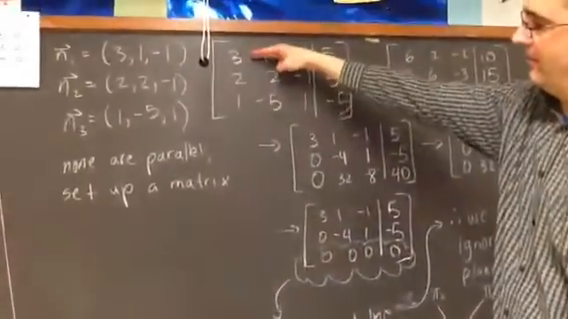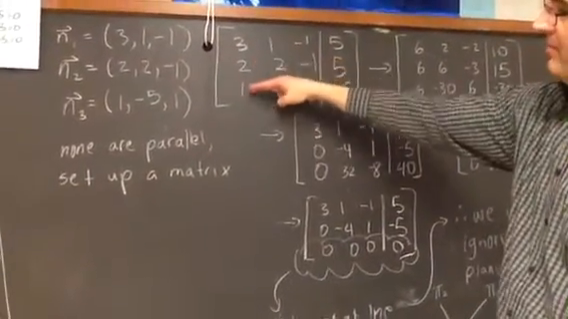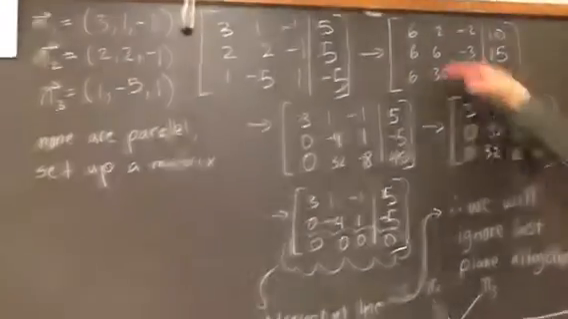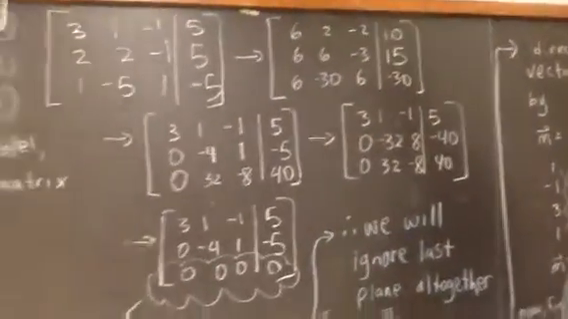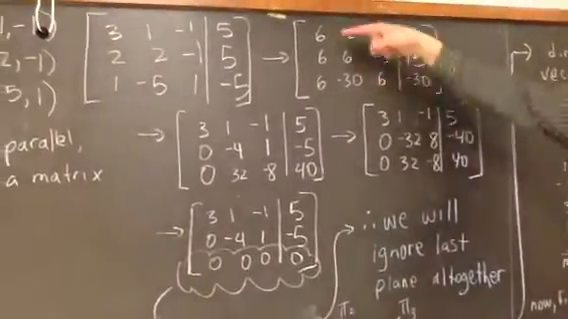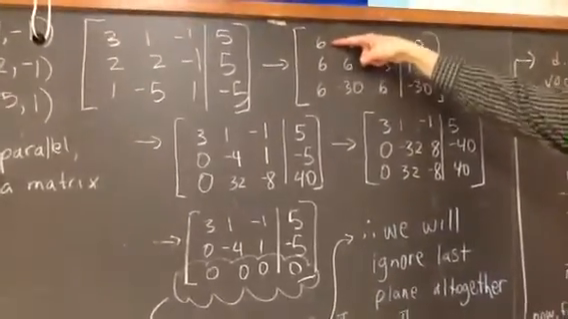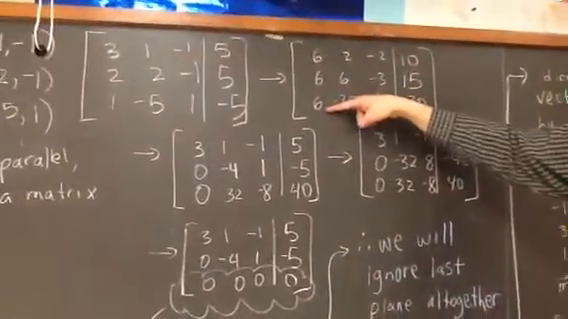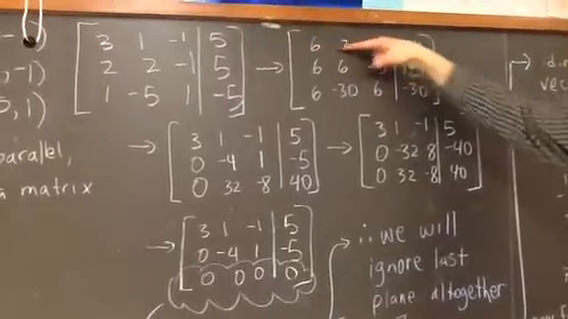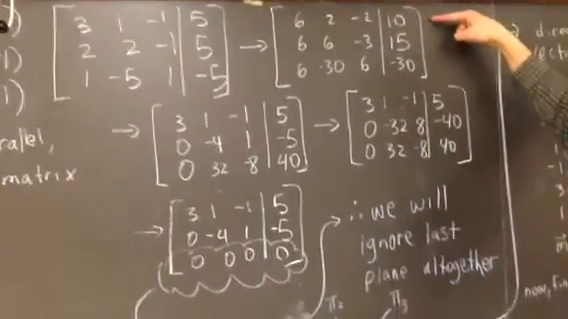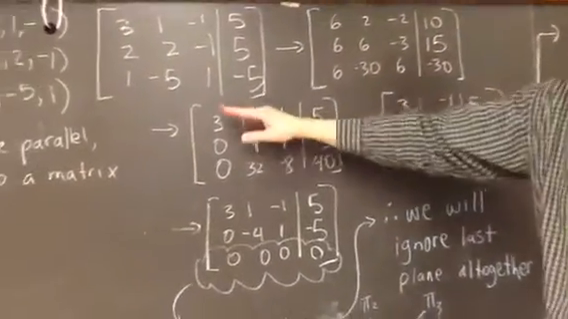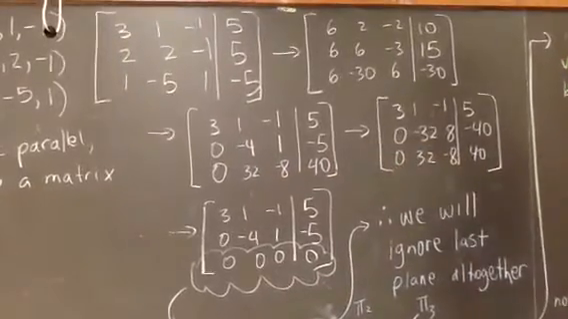We're going to multiply row 1 by 2, row 2 by 3, and row 3 by 6. In doing that, we set up an opportunity to eliminate. We subtract row 1 minus row 2 and row 1 minus row 3. And then we also make sure to multiply row 1 by a half, and we get this matrix next.